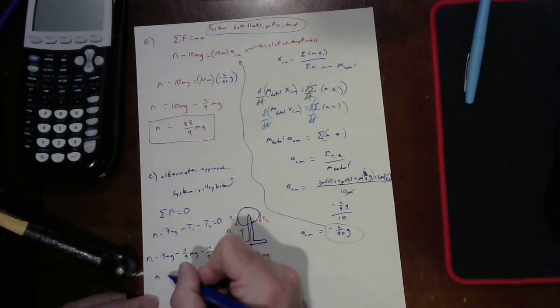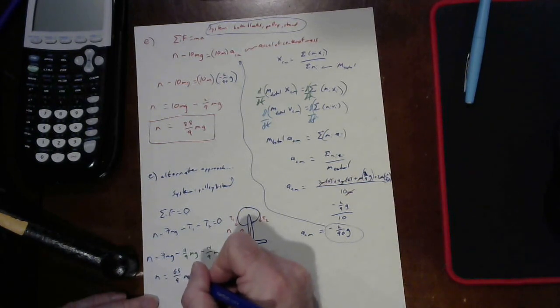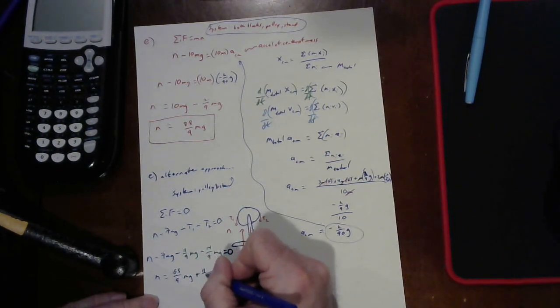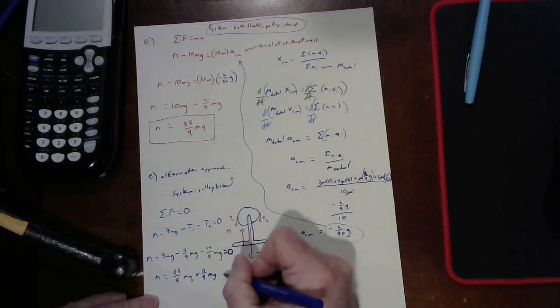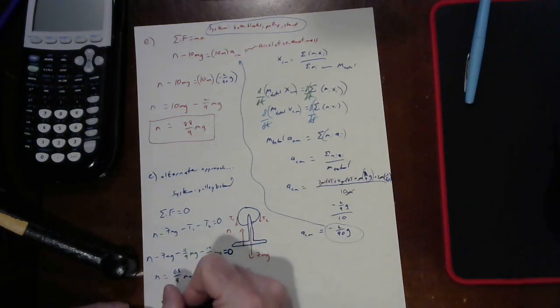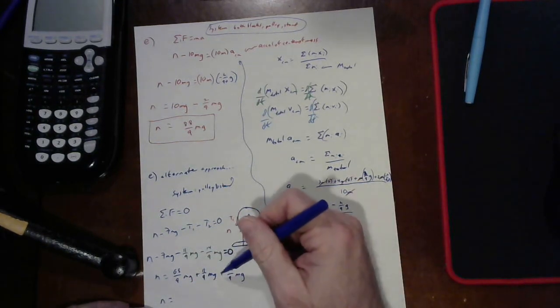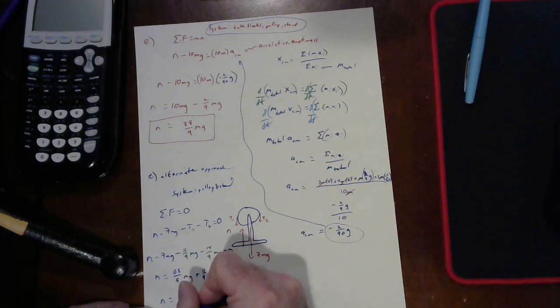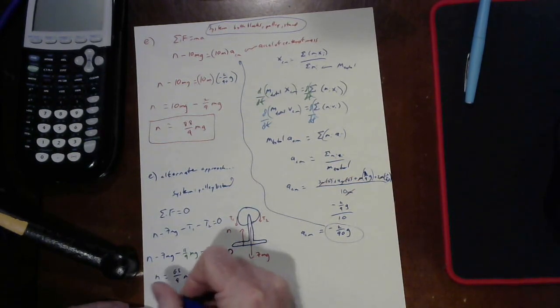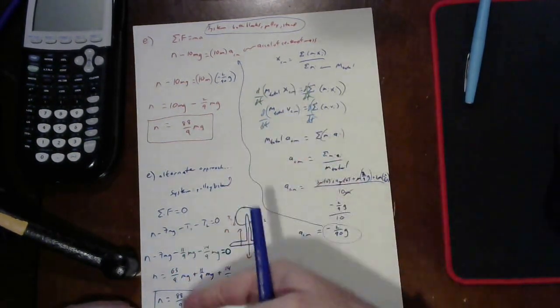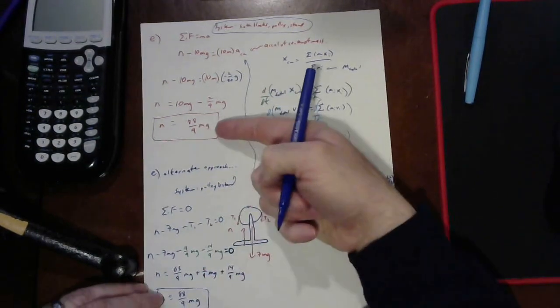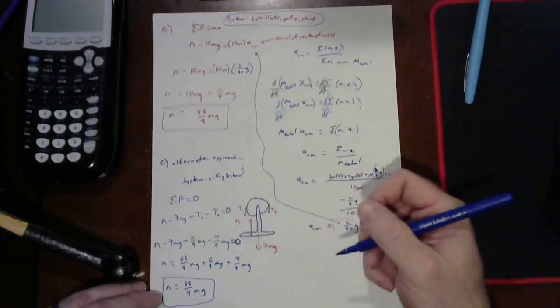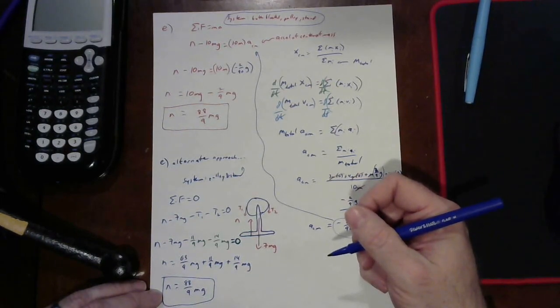So I'm going to have N moving over here, plus 11/9 mg, plus 14/9 mg. So 25 and 63, that's 88/9 mg. And look, that's the same answer we got using the center of mass. Ta-da! So there are two different ways of doing it.